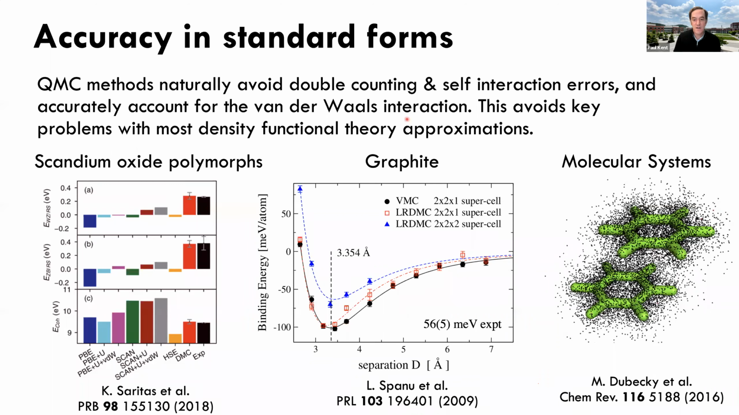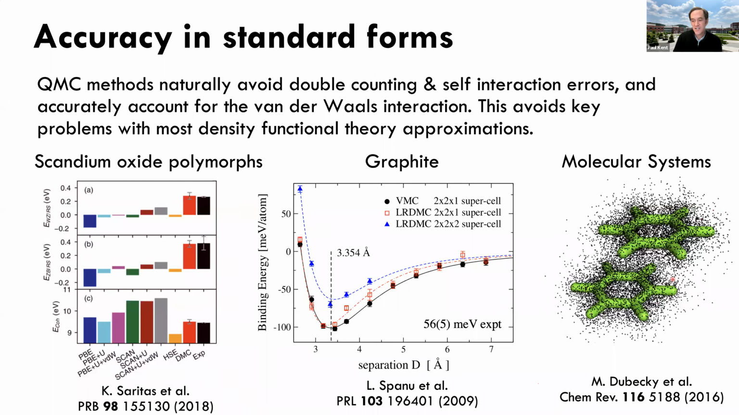On the topic of van der Waals interactions, so graphite stacking was looked at by Leonardo Spanu in Giulia Galli's group some years back. And sort of the most accurate result is sort of around this point here. And we see that it has a good match with the experimental lattice constant and also the binding energy. And there's been follow-on calculations since.